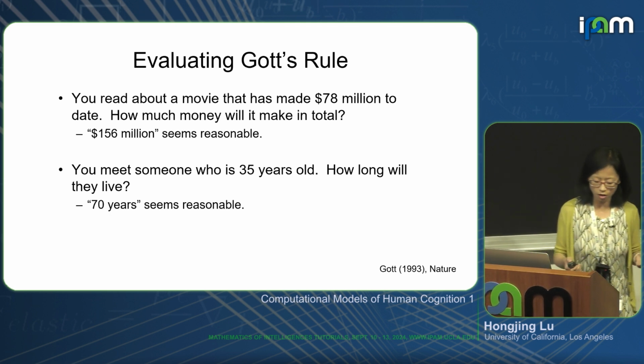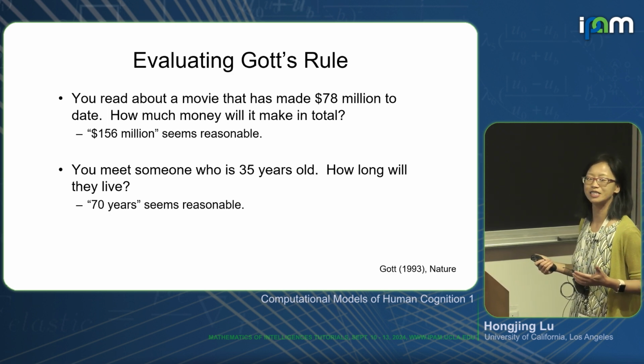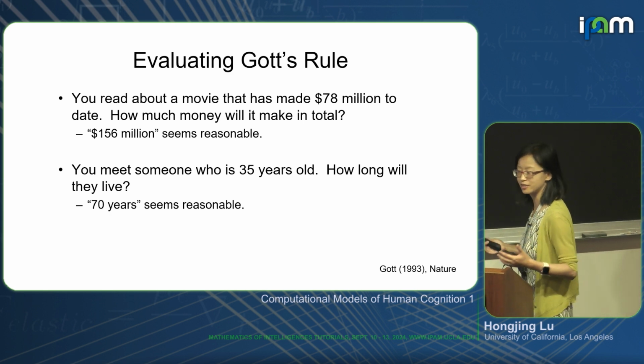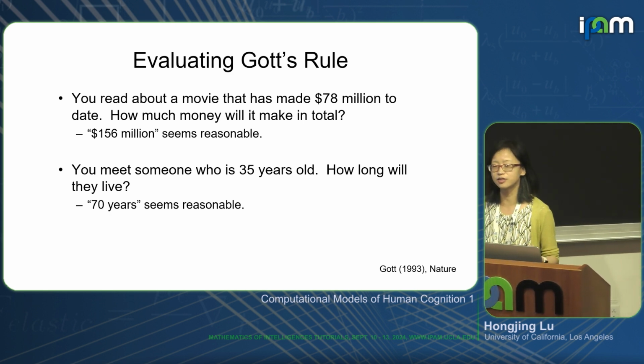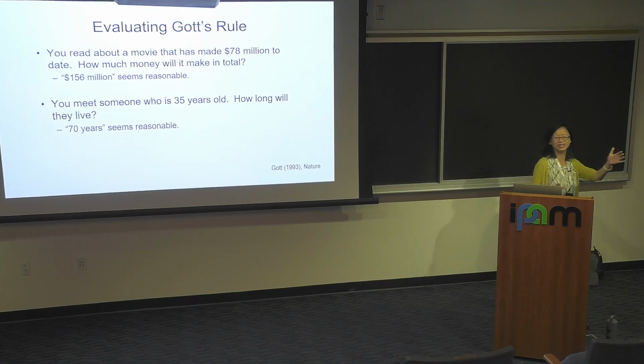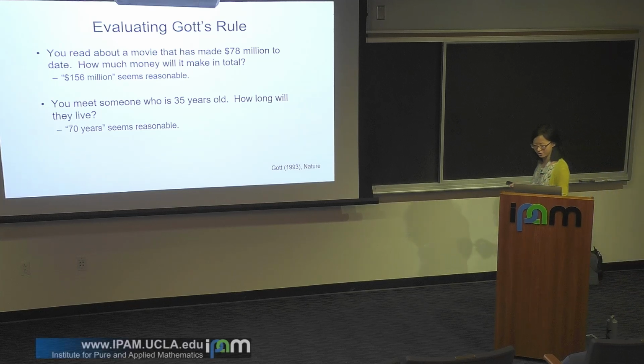This is called Gott's rule. At that time, it was presented as a human heuristic, right? Somehow we have this doubling preference, and we just double it. But you can see from the earlier example, if you meet someone who's 75, that does not make any sense if you apply this rule. So what's going on here?